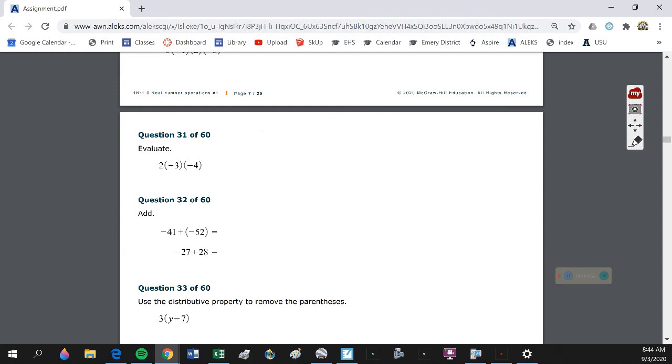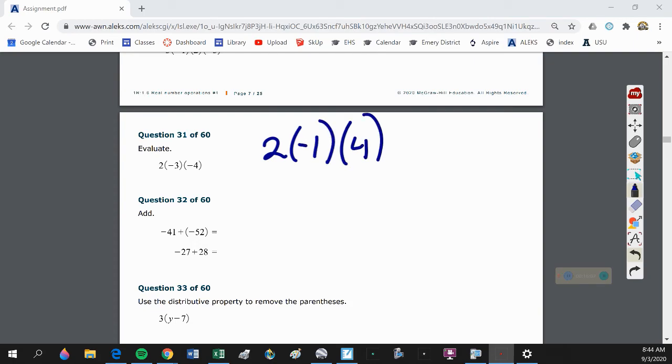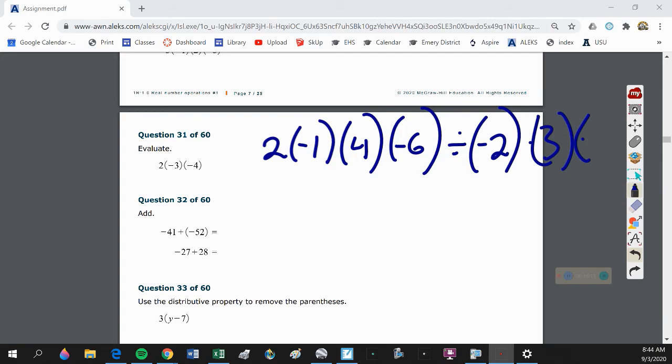So what about this? 2 times negative 1 times 4 times negative 6 divided by negative 2 times 3 times negative 5. What is the end result going to be? A positive. How come? We count the negatives. 1, 2, 3, 4 negatives. An even number of negatives always gives you a positive. So if I changed one of them, now I have 5 negatives, and it's going to be a negative. Okay?